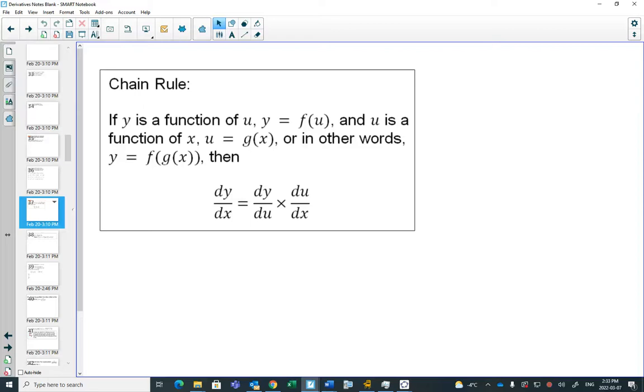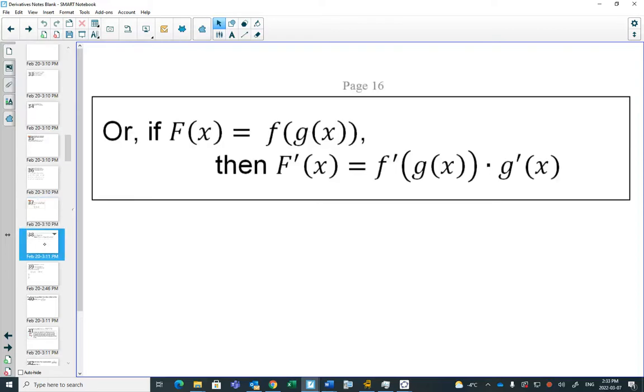It might be a little bit easier in Newton's notation rather than Leibniz's notation. g of x is the function inside of f. To find the derivative, then we do the derivative of the outside function and keep the inside the same, multiplied by the derivative of the inside function.